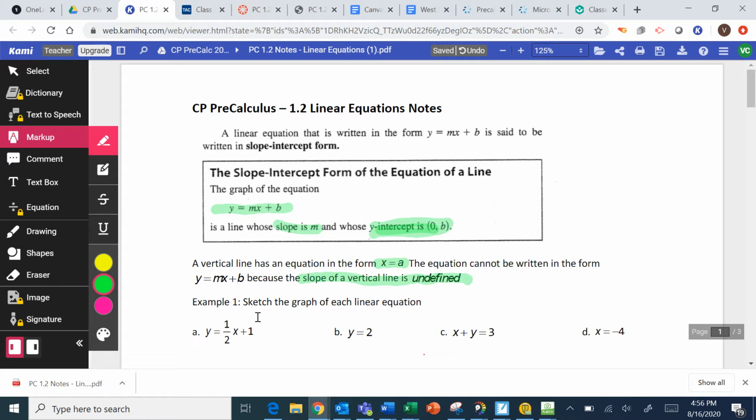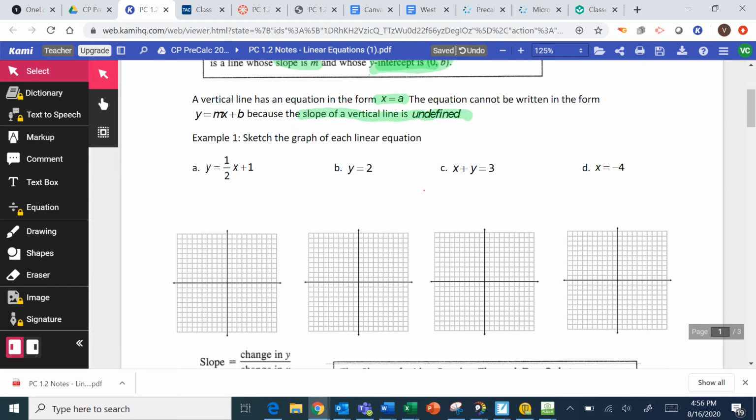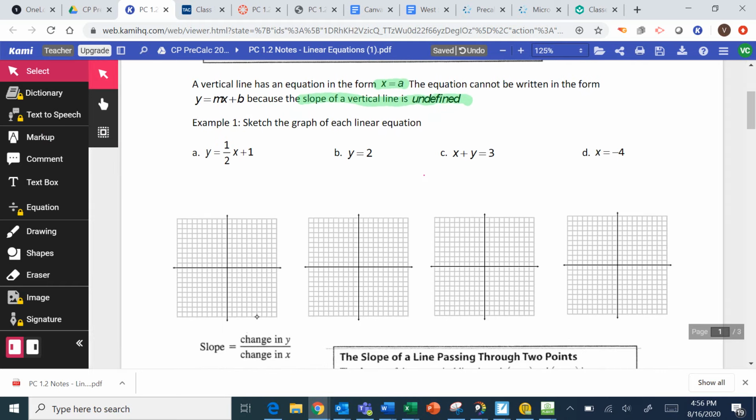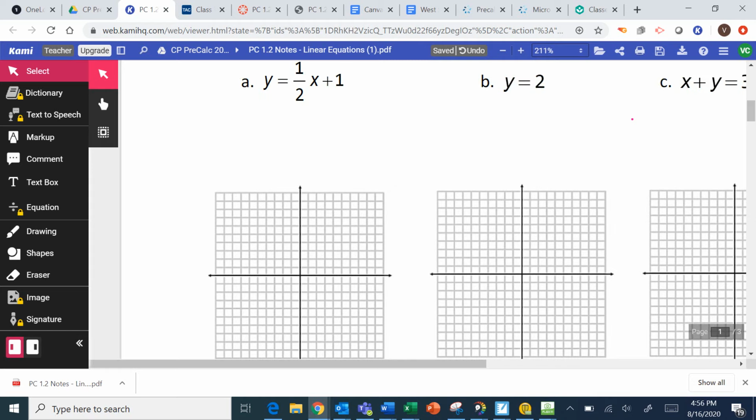All right, so we're going to sketch the graph of each linear equation. These will be lines when we are finished sketching them. I'm going to go ahead and zoom in since it's kind of tiny. All right, first one is y equals 1/2 x plus 1.